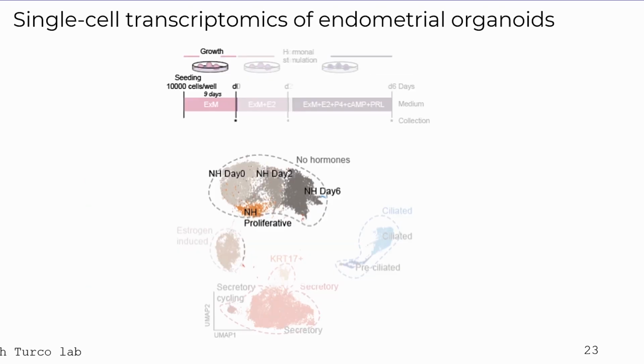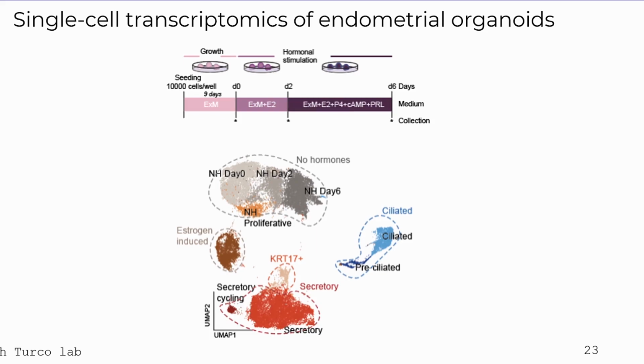So to do that, we use organoids, and in particular this experiment of the organoid was done by Margarita Turco, who was at Cambridge University by then. Basically, in this model, you grow the organoids, and then you expose them to hormones, and then we profile them by single-cell transcriptomics. In the expansion media, you don't have a lot of heterogeneity, but as you add estrogen, then you can see populations popping up that respond to estrogen, and also some ciliated populations. And in the presence of progesterone, we have more of the secretory populations popping up.